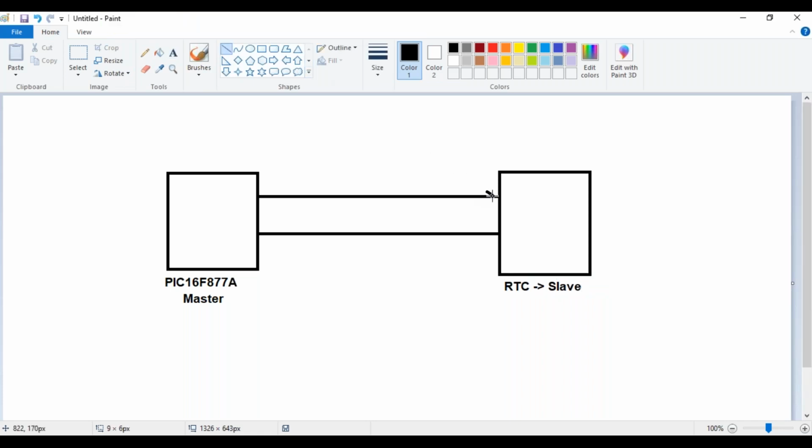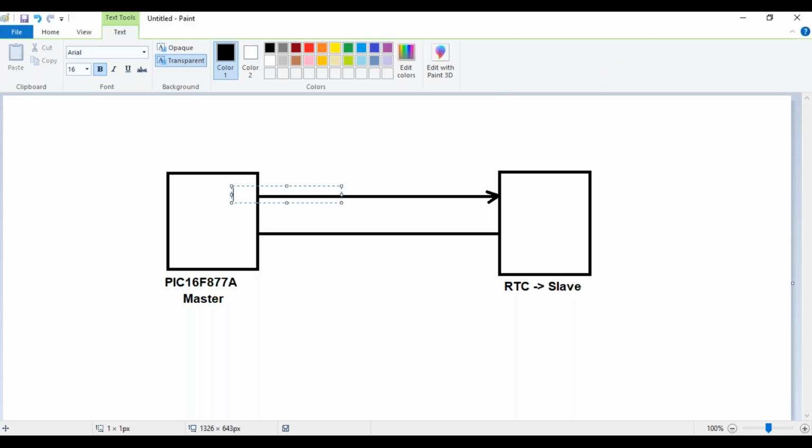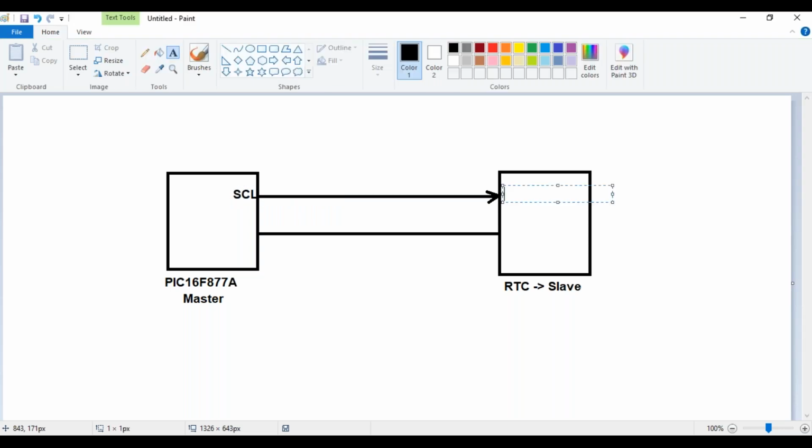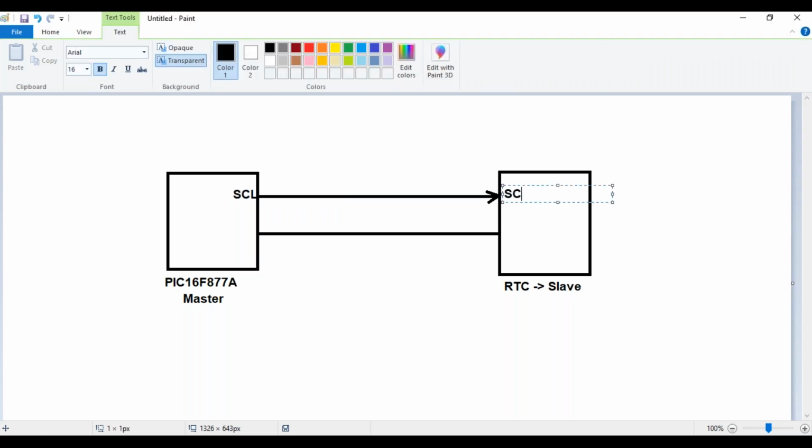Okay, I'll tell what RTC does. As of now, I'll briefly give an introduction. This is the clock line. The clock line always goes from the master to the slave. Let me write the clock line's name as SCL. So SCL from master goes to the slave. The slave also you can take as SCL itself, and the name can vary from one manufacturer to another.